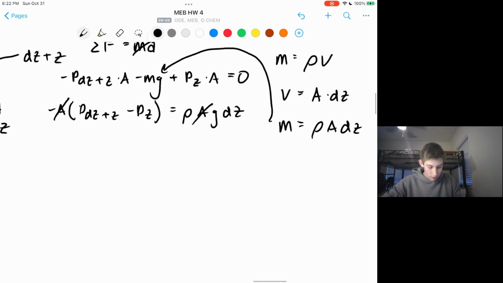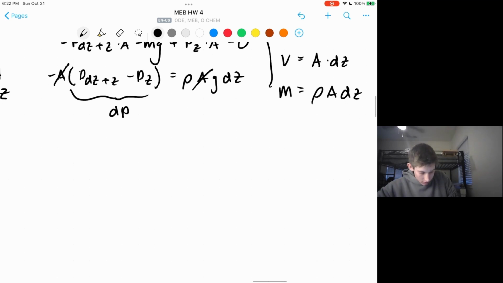So essentially right here, this is a difference in pressures, so we can just call this dP. And then we can divide by dz. And I'm going to move the negative to the right side of the equation, so we have dP/dz equals negative rho g.